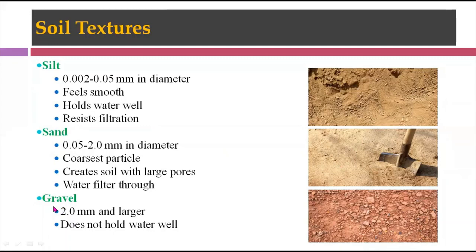And number last one is the gravel. Gravel is 2.0 millimeter or larger. Don't hold water well. यानी कि ये sand, silt और clay से इसकी size बड़ी होती है, gravel. So you can see here, this is the gravel type of texture here. छोटे छोटे जो पत्थर होते हैं, but don't hold water well. यानी कि ये पानी को सही तरह hold नहीं कर पाते.